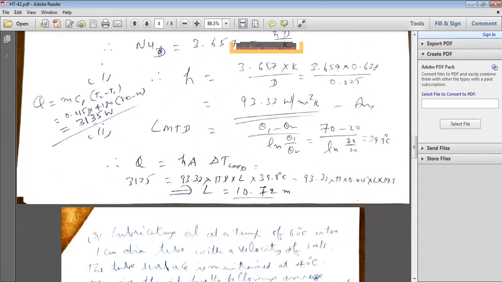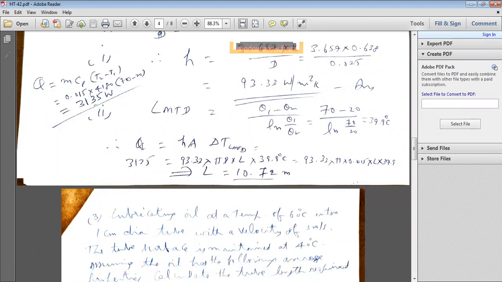So what is the heat transfer rate? Q is m into c into delta T, which is 0.015 into 4180 into 70 minus 20. If you calculate this, the heat transfer rate is 3135 watts. You substitute that value here: Q is equal to h A delta T mean, the log mean temperature difference. So 3135 is equal to h, 93.33, into the area pi D L, pi into diameter 0.025 into the length of the tube, which is what we have to find out.